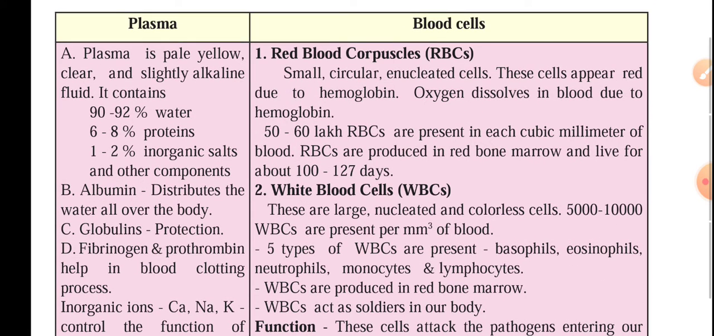On the other hand, the other component of the blood, the blood cells, consists of red blood corpuscles, which we call RBCs, the small circular enucleated cells. These cells appear red due to hemoglobin. Oxygen dissolves in our blood due to hemoglobin. 50 to 60 lakh RBCs are present in each cubic millimeter of blood. RBCs are produced in red bone marrow and have a life of around 100 to 130 days.